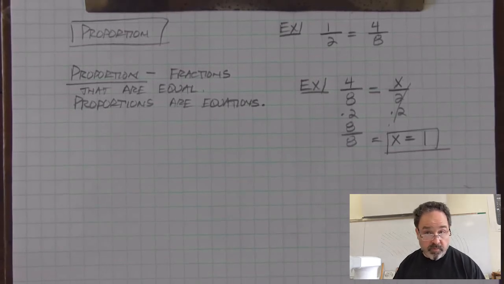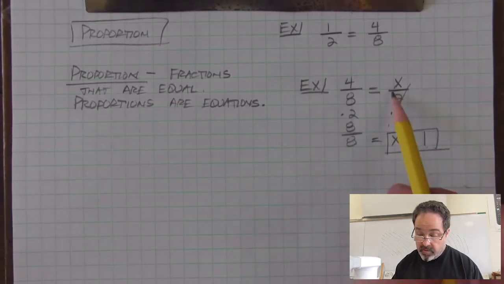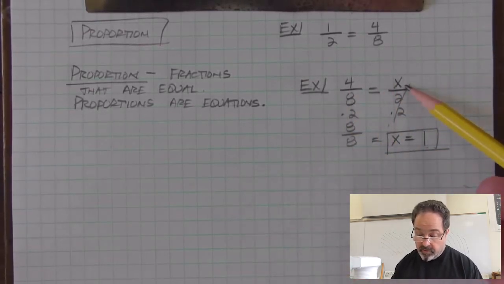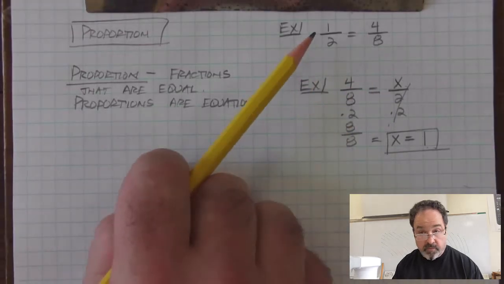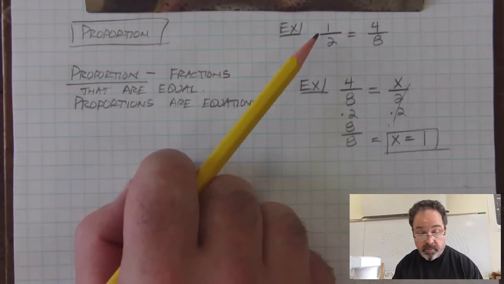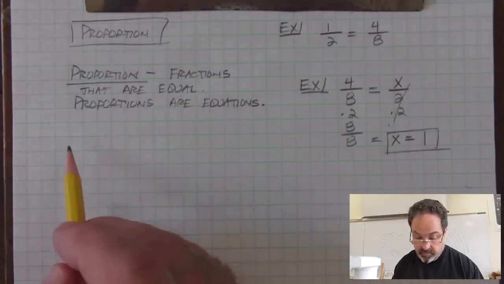We solve the equation for x. We know that x must be equal to 1. And of course, this proportion, now that we have the value of x, is the same as the first example. Let's do another example.